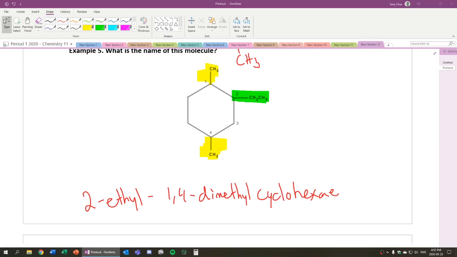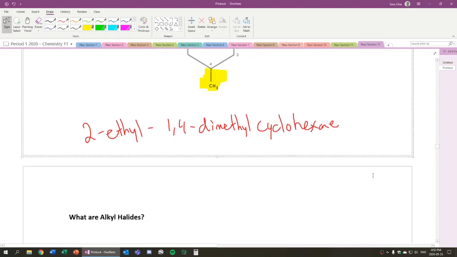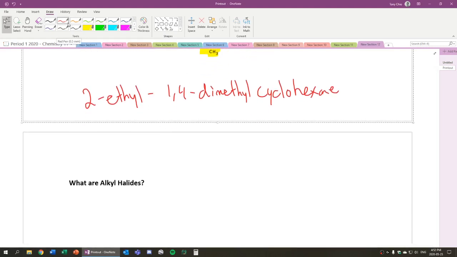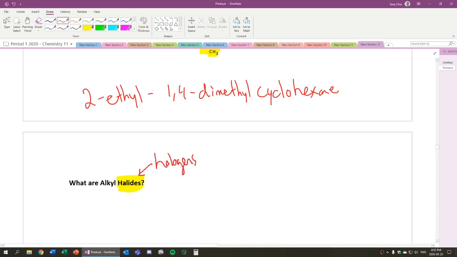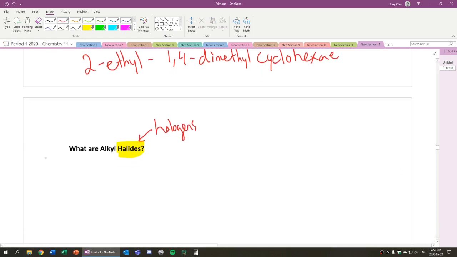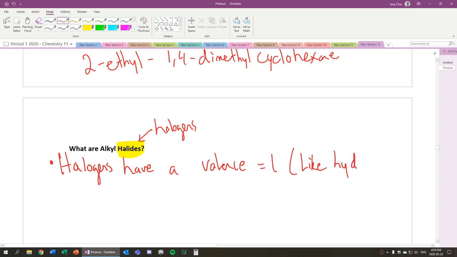The last thing we're going to talk about today is, what are alkyl halides? Halides comes from the word halogens. And they come from the word halogens because halogens have a valence equals 1, like hydrogen. Because of that, they can almost, in a sense, act like hydrogens and bond as branches. They can be branches too.